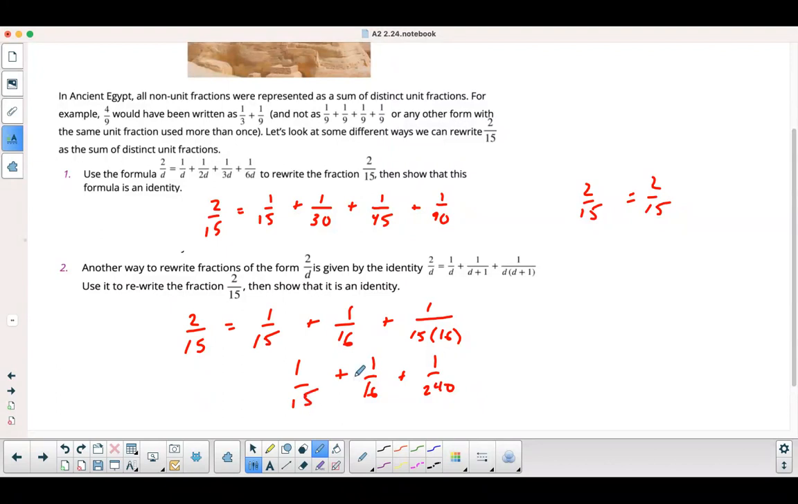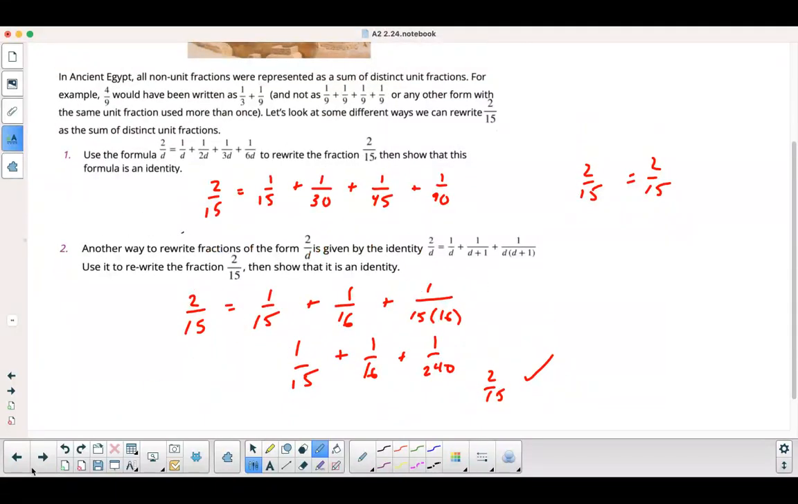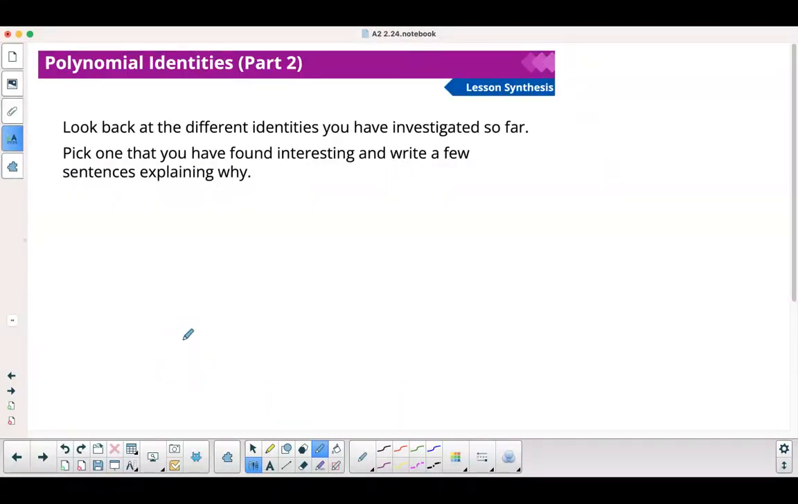So I'm going to add those together. 1/15 plus 1/16 plus 1 over 240. And sure enough, I got 2 over 15. So it looks like it checks out. All right.